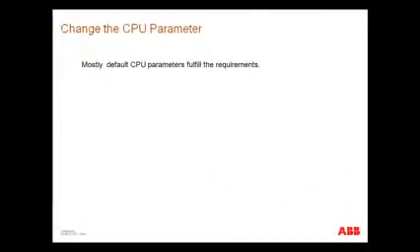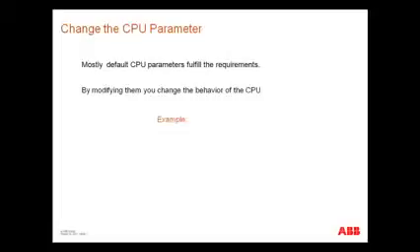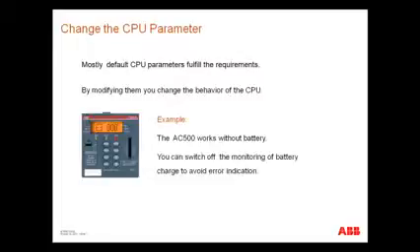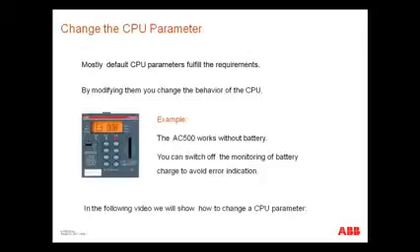Mostly default controller parameters fulfill the requirements. By modifying them you change the behavior of the controller. Example, the AC500 works without battery. You can switch off the monitoring of battery charge to avoid error indication. In the following video we will show how to change this controller parameter.